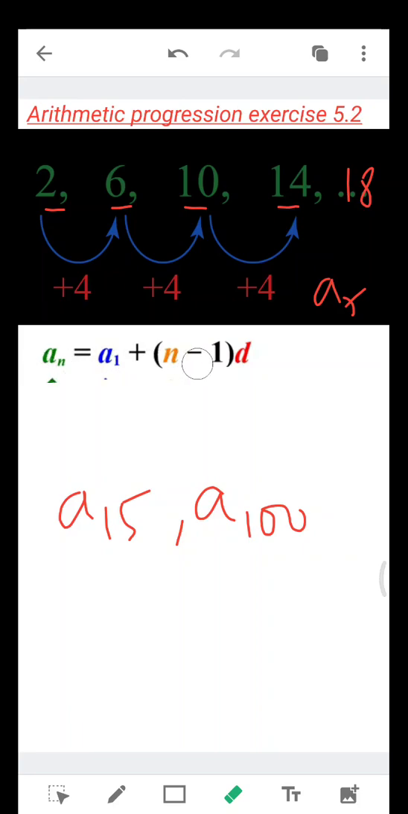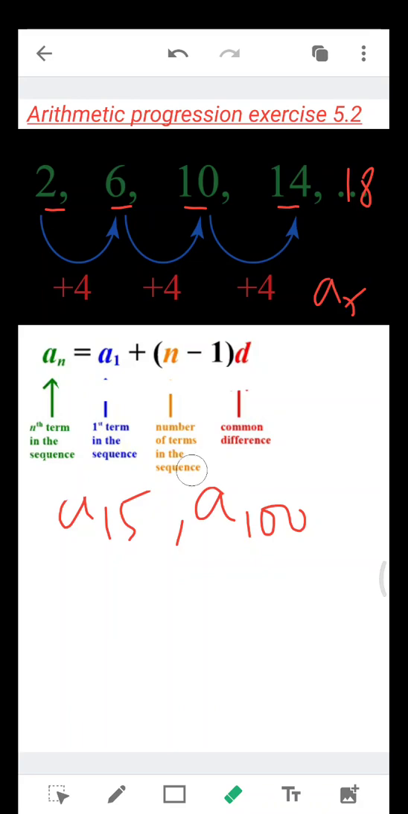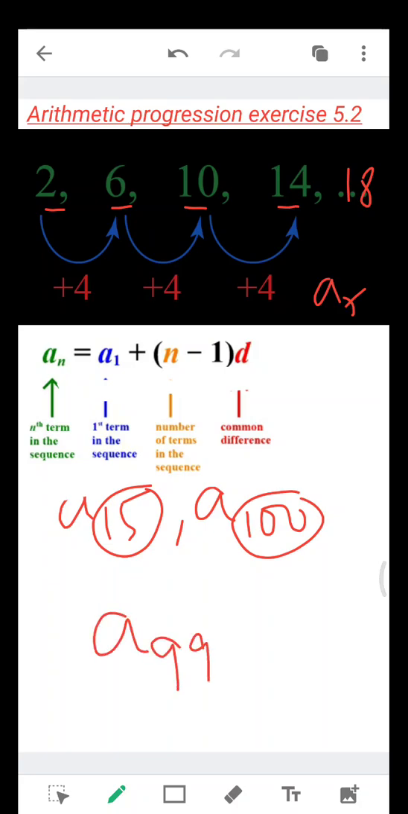So the formula is an is equal to a1 plus n minus 1 into d. You can see these are the details, where an will be the nth term in the sequence. Any term, an is the nth term. Nth term means it can be any term. It can be the 100th term, the 15th term, the 99th term, any term it can be.